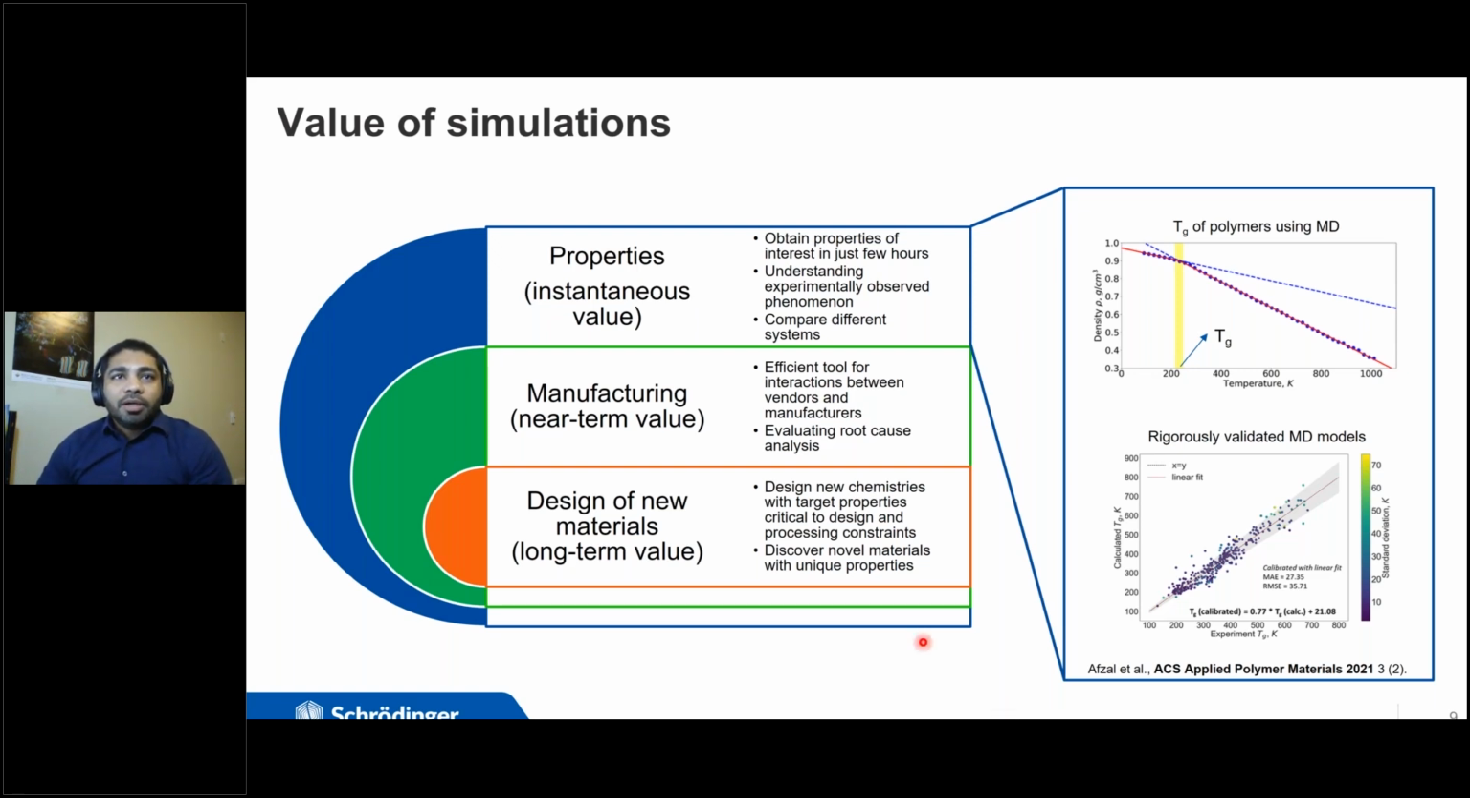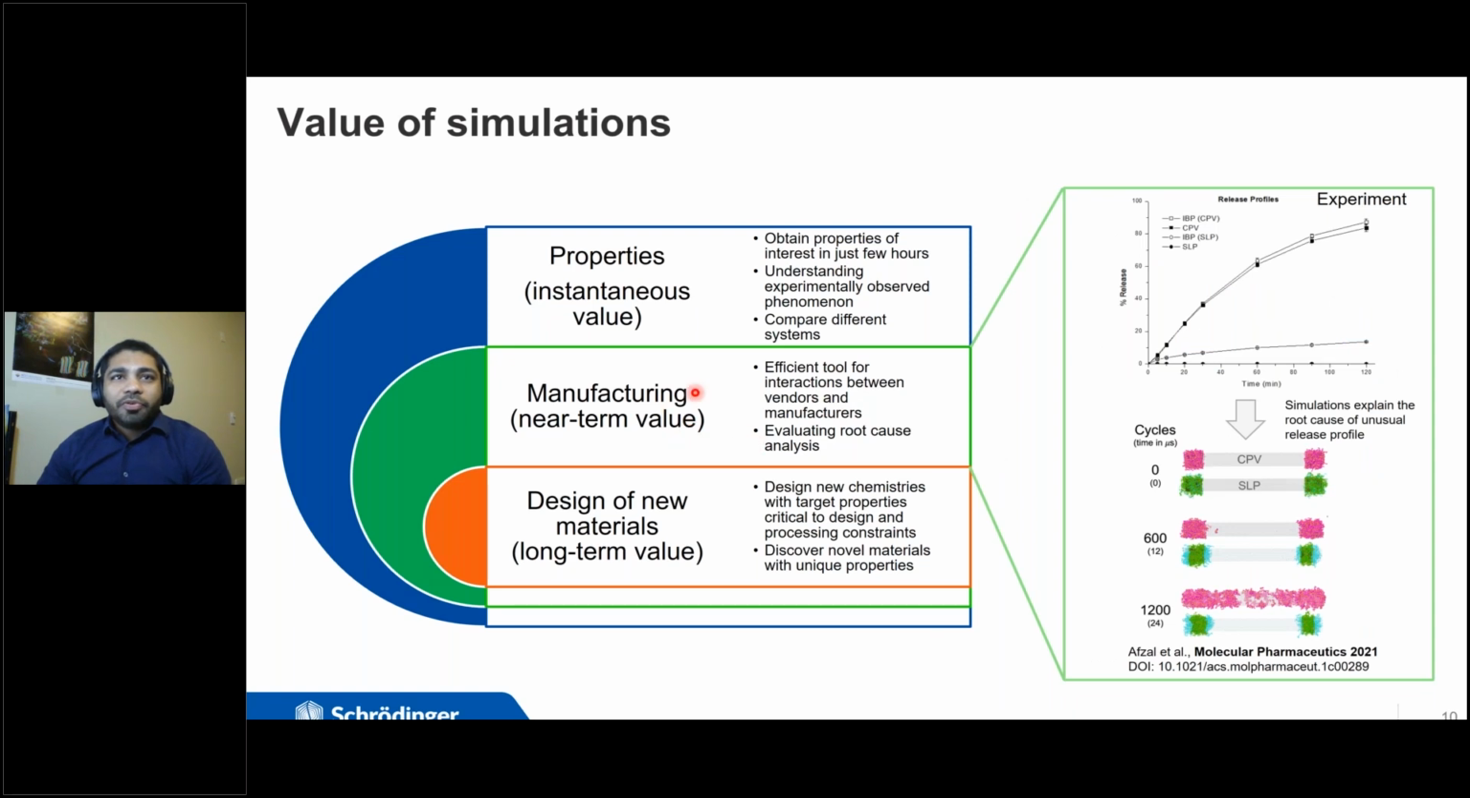Next, I have the near-term value, and I'm referring to manufacturing because simulation becomes an efficient tool for the manufacturers to communicate and interact with the vendors. That is, they can effectively show and represent their requirements through these tools. And also, we can use the simulations to get a root cause of certain phenomena. For example, if there is a failure or some unusual behavior that we see in experiments, we can understand why this is happening using simulations.